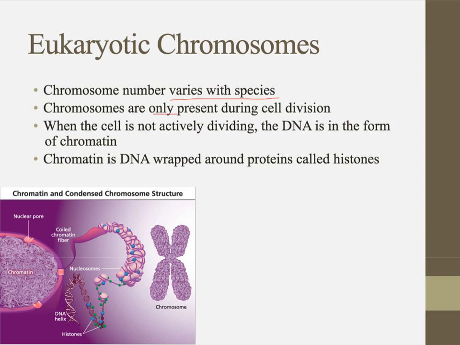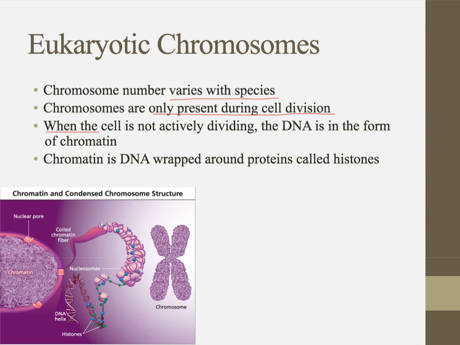They are only present during cell division. Wait a minute. Does that mean we don't have DNA? I just told you chromosomes for humans are 46 in number. So how can we not have them all the time? Well, the DNA is always in your cells. It's just not always present in the form of a chromosome.